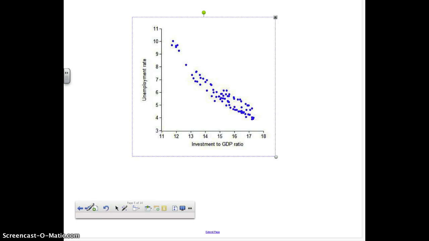This one's definitely negative. Holy cow, look at it going down. Oh my gosh. And you know what? It's pretty much right around that line. There's not a lot of outlying points. So this is strong negative.